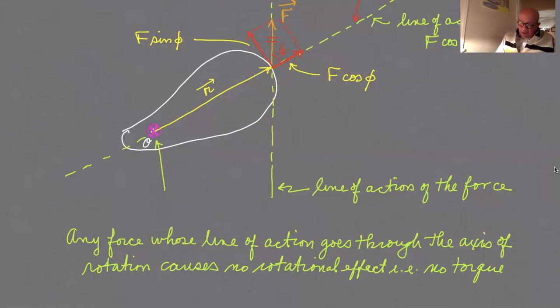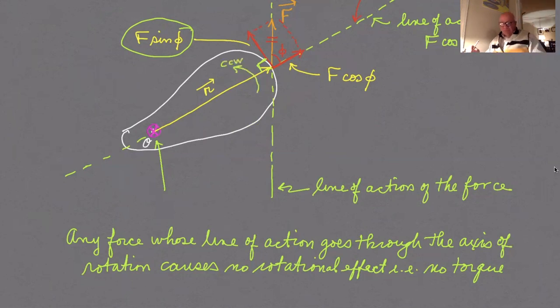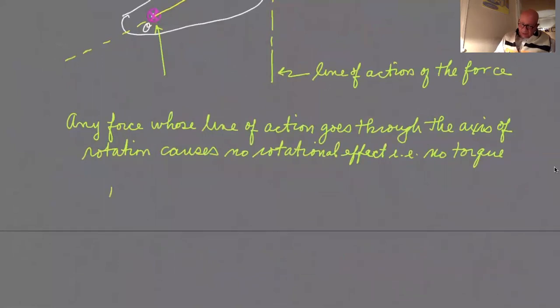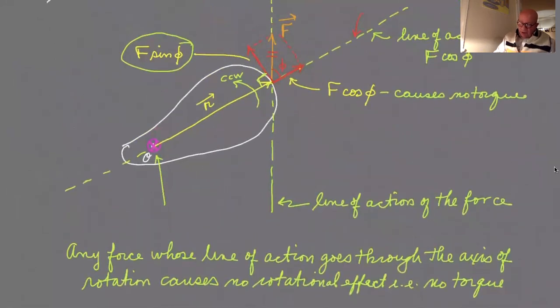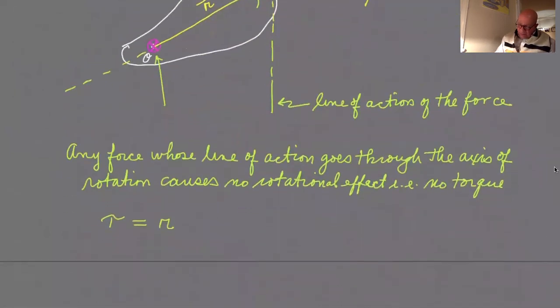However, this force, the F sine of phi component, we can see that that's oriented perpendicularly to the R vector, and we can see pretty clearly that that force then is going to cause this object to rotate counterclockwise, okay? So F cosine of phi causes no torque, but F sine of phi causes the object to rotate counterclockwise, right? So let's calculate what that torque is. So the torque's going to be equal to R times F. The force here in question is F sine of phi, okay?